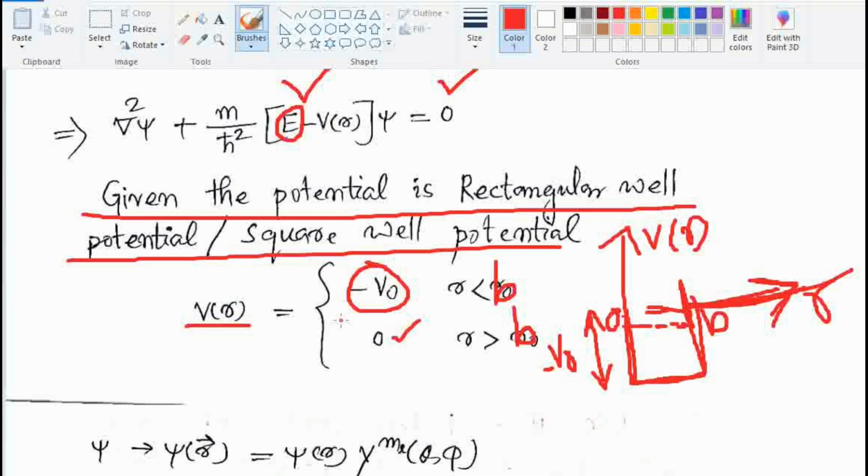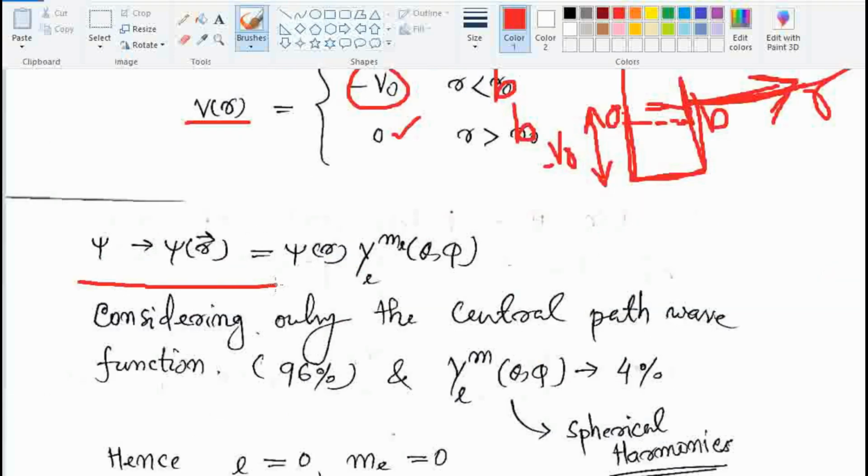Before putting it in, you should know that this psi(r) has a vector sign here. This vector sign means the wave function of this deuteron is a function of the radial part as well as the harmonic part. The harmonic part consists of theta dependence and phi dependence. Theta depends on L and phi depends on ML.